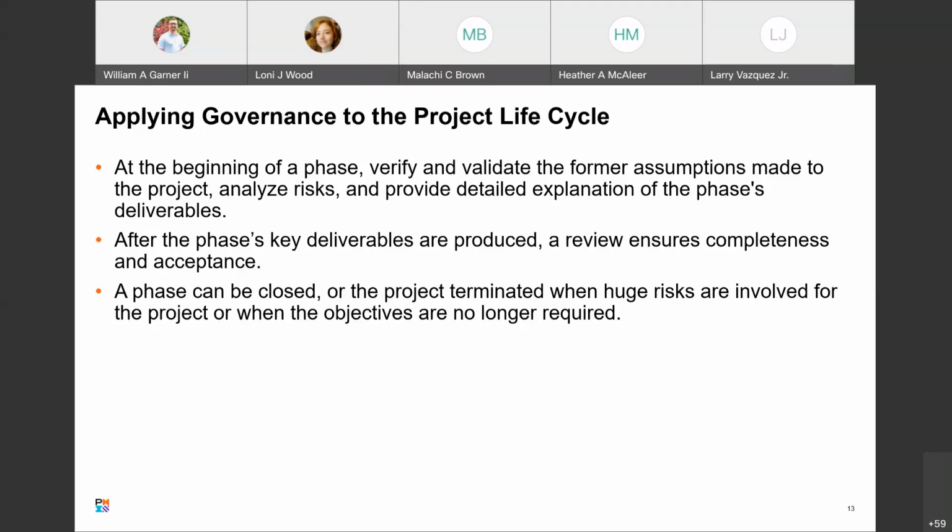Do we need to close the project? A phase can be closed or a project terminated when huge risks are involved for the project and when objectives are no longer required.